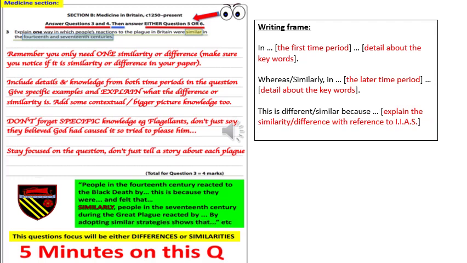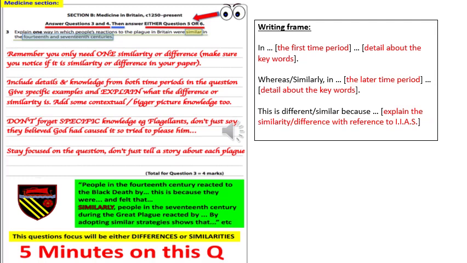Okay, so you see the writing frame on the right. In the first time period, so in the 14th century, people's reaction to the plague was, okay, blah, blah, blah. Similarly, in the 17th century, people's reactions were similar in that, blah, blah, blah, whatever you want to say. And then explain the difference. Now, this is the trickier bit. This is different or similar because. Explain the similarity or difference with reference to IIAS. So specific individuals, specific institutions, specific attitudes, or specific aspects or items of science and technology.